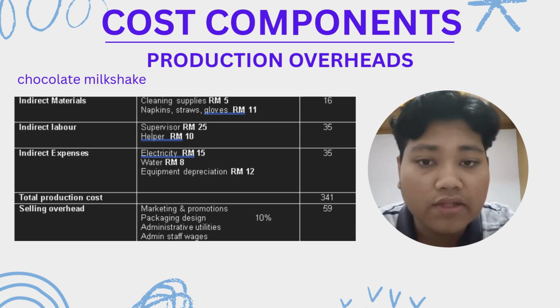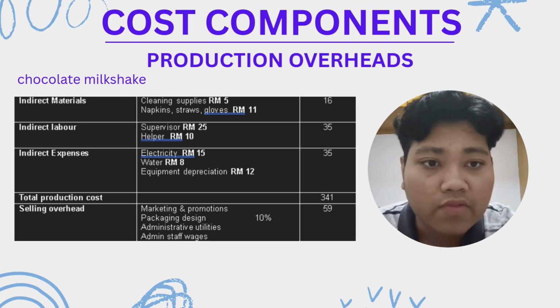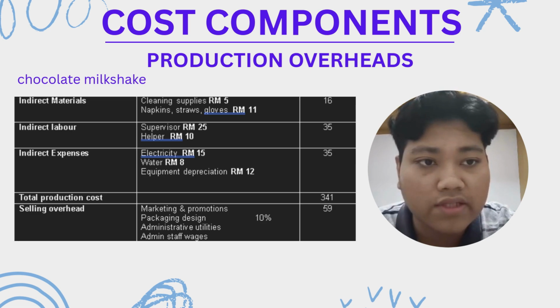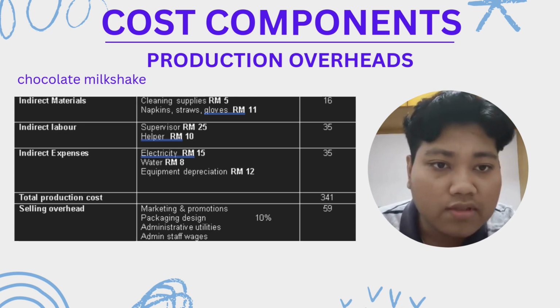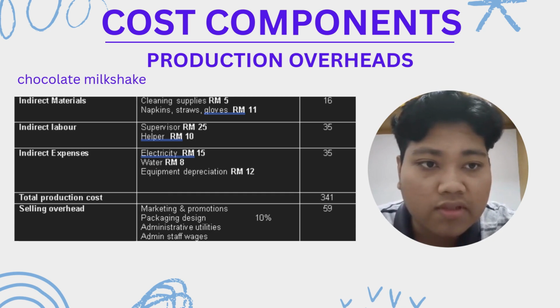milkshake is 341. Next, we have selling overheads, which are costs related to selling and administration rather than production. These include marketing and promotions, packaging design, administrative utilities, and admin staff wages. The selling overhead is calculated at 10% and the total selling overhead amount to 59 ringgit.